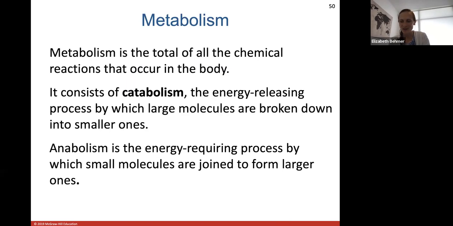Metabolism, then, I've used that word a lot. Whenever we talk about metabolism, this refers to the total of all the chemical reactions that occur in the body, and it consists of catabolism, which releases energy and takes a large molecule and breaks it down into smaller ones. So that's what catabolism is. And anabolism requires energy, and that takes small molecules and puts them together to form a larger one.